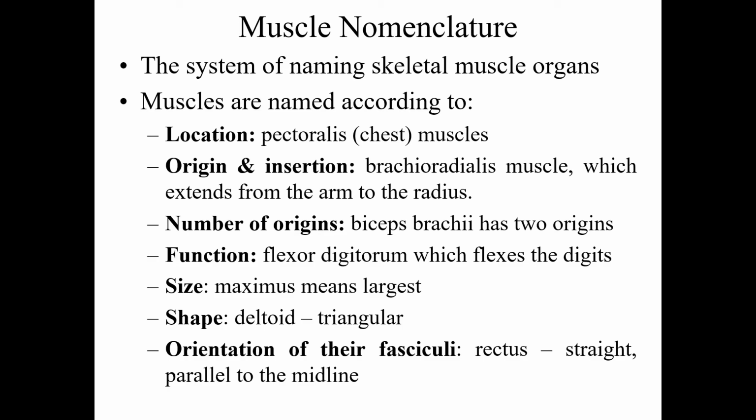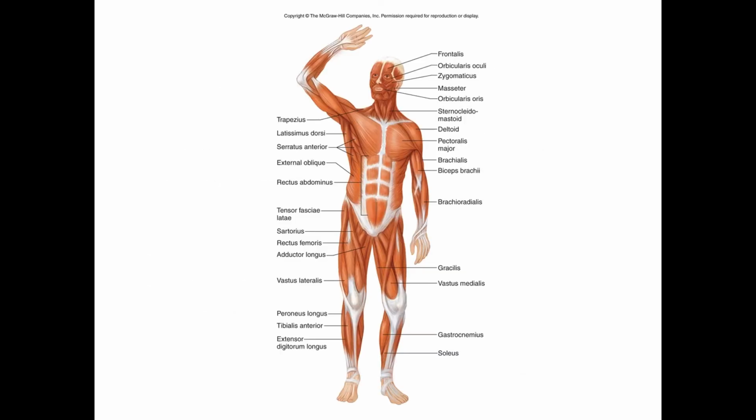Next is the size. For example, is gluteus maximus. Maximus means the largest. And the gluteus maximus, or our buttocks, is the largest muscle of the body. Next we have the shape. Example is the deltoid. It is triangular in shape, yung muscle na yun, kaya deltoid ang tawag sa kanya. Next is the orientation of their fasciculi. Example, rectus means straight or parallel to the midline, like the rectus abdominis. Let me show you an example of that muscle.